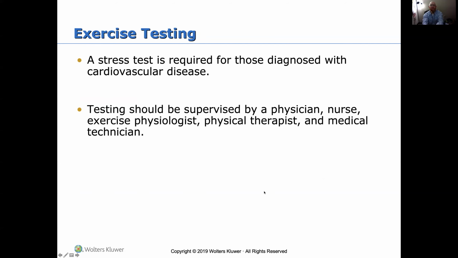If someone is diagnosed with cardiovascular disease, they need to have a stress test prior to doing something relatively high intensity, especially. Testing needs to be done by a physician, nurse, exercise physiologist, a physical therapist, or medical technician. There are a lot of different types of testing that can be done, but most of the time we won't be doing this testing ourselves. It should be done prior to them coming to us to work on physical fitness.